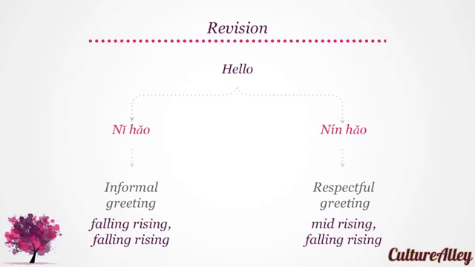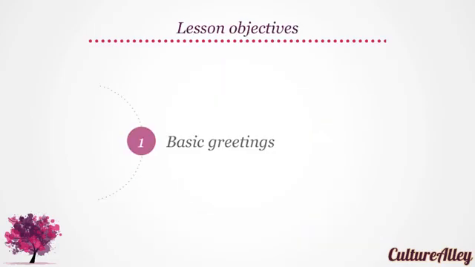Informally, hello translates to ni hao and is said in the falling rising tone. Formally, hello translates to nin hao, where nin is spoken with a mid-rising tone and hao with a falling rising tone. Great! Now that we've reviewed, let's move on to today's lesson.